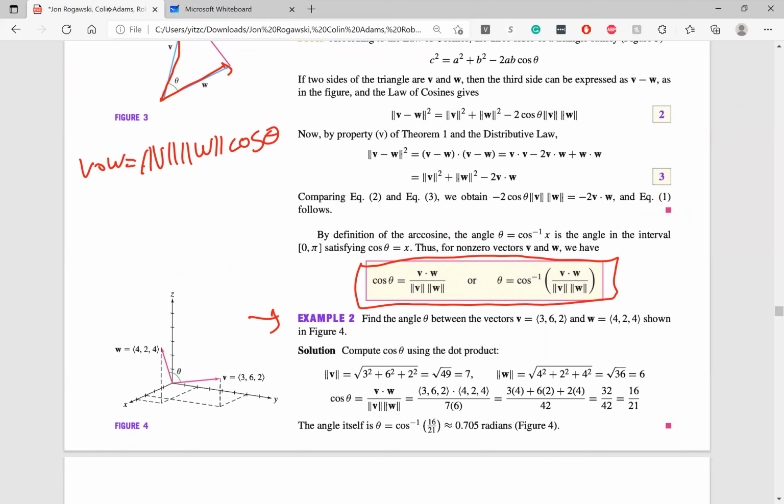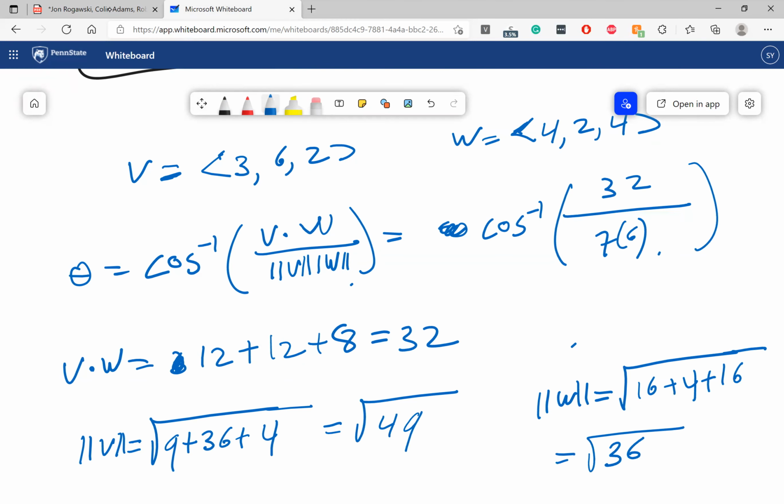I don't know what the cosine inverse of this number is, but if you don't have a calculator, you can leave it like that. So that's what the angle is right over here. This is the angle, some number. And if you have a calculator, you can figure out exactly what this angle is. Take the cosine inverse.